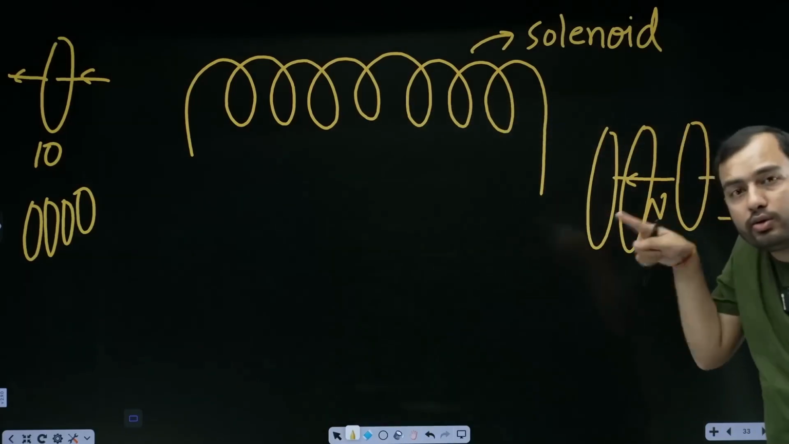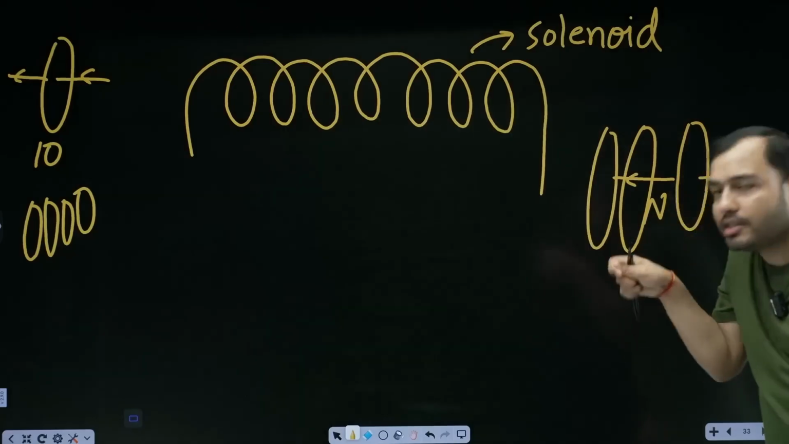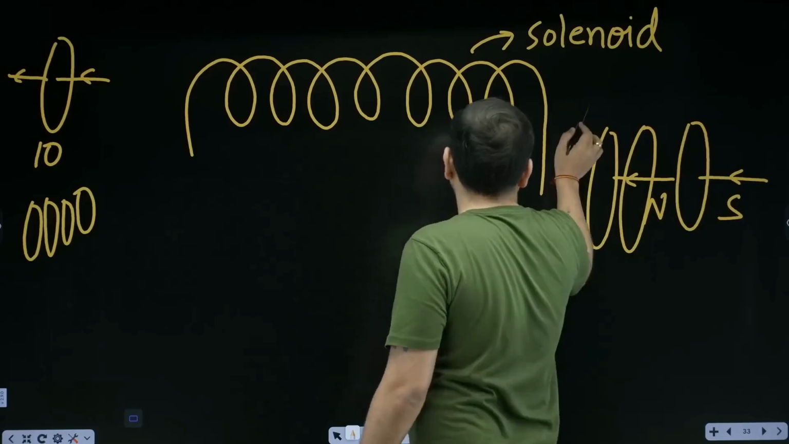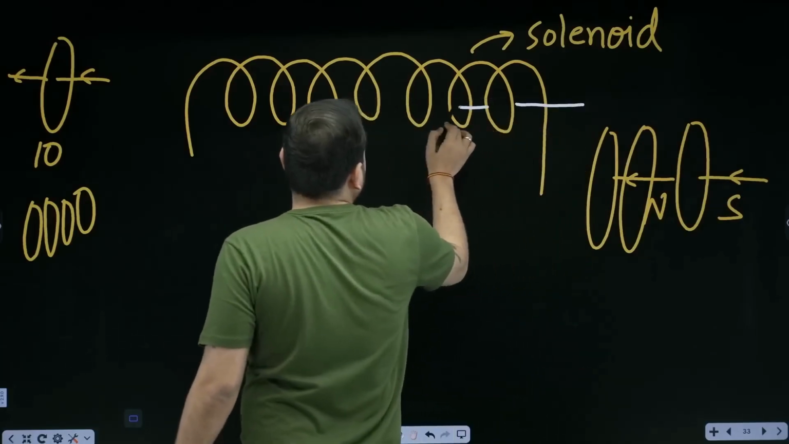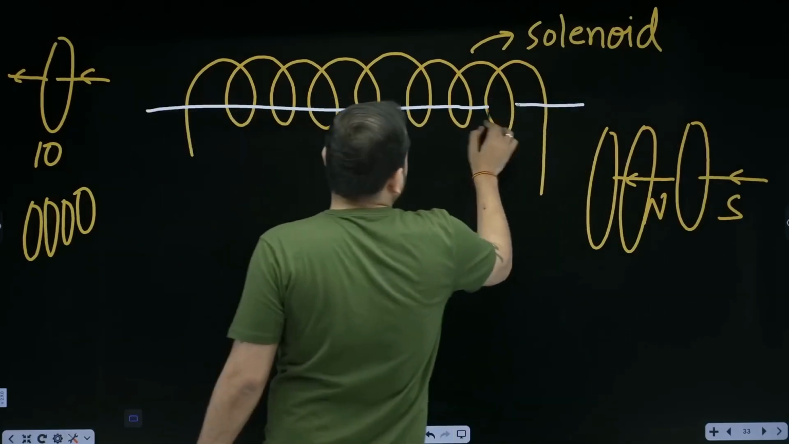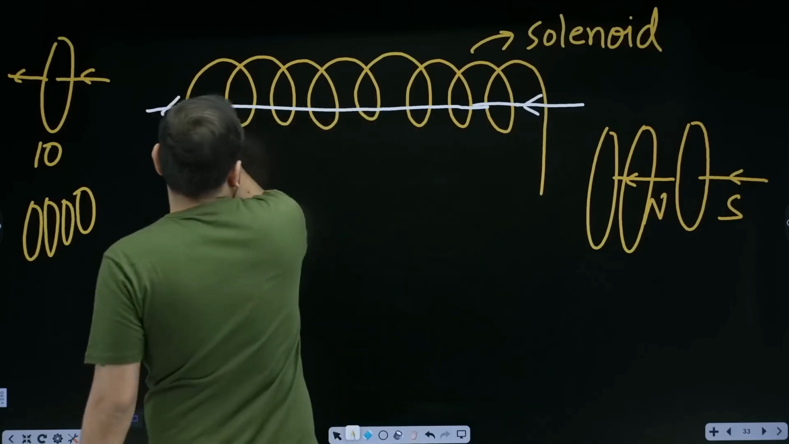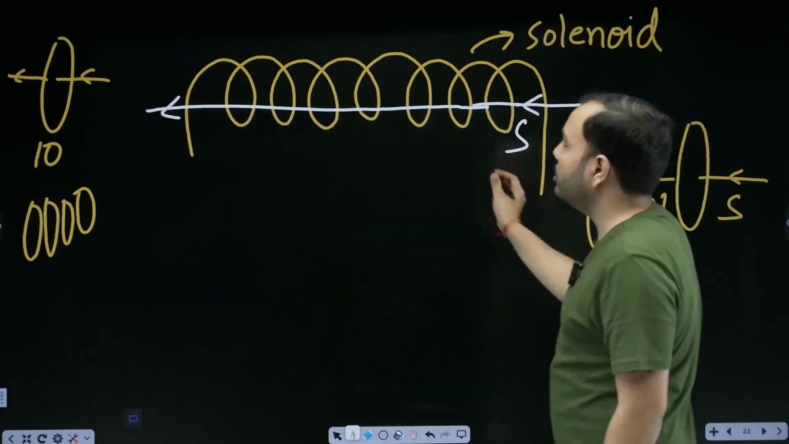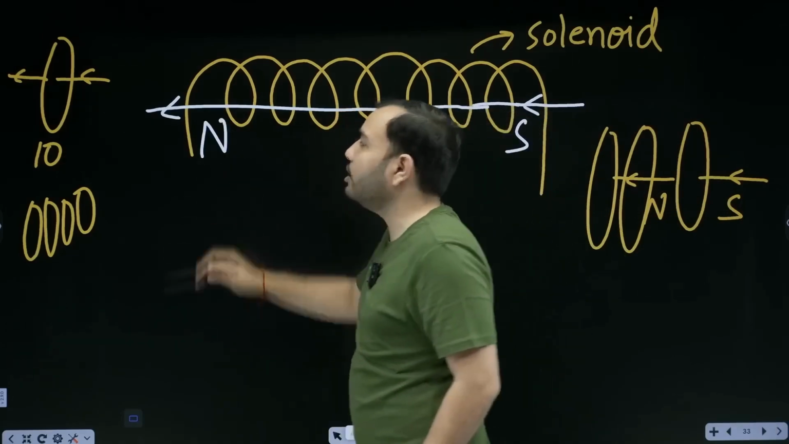A lot of circular coils are put very close like this. So how would the magnetic field lines be? From here it entered, from here it got out, then inside it, out here, then inside it, out here. Like this it would get out. From here it will enter. What would we call that pole? South pole. From where it gets out, what do we call it? North pole.